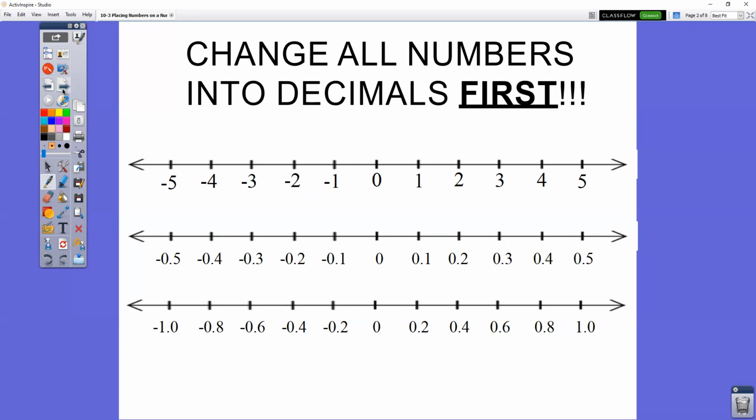Notice that negative numbers go backwards on the number line. So the more negative a number is, the farther it is over to the left. So you really got to be careful.